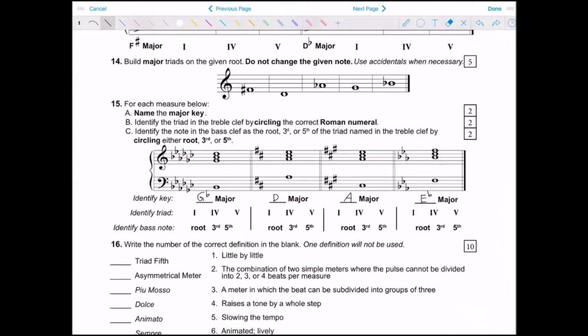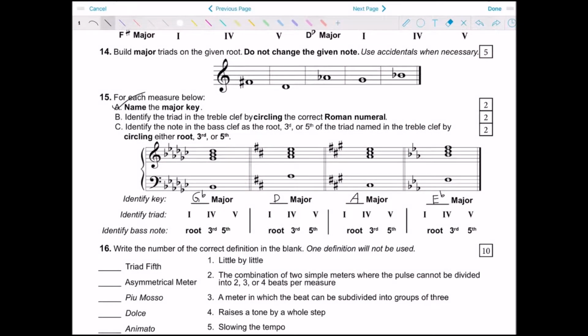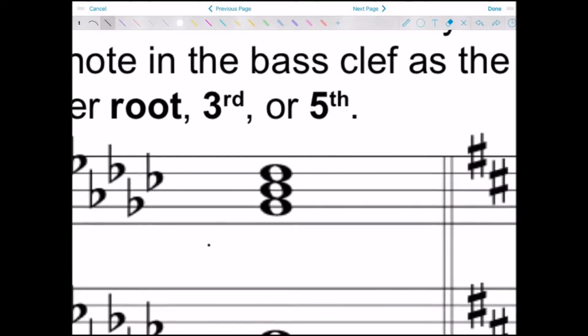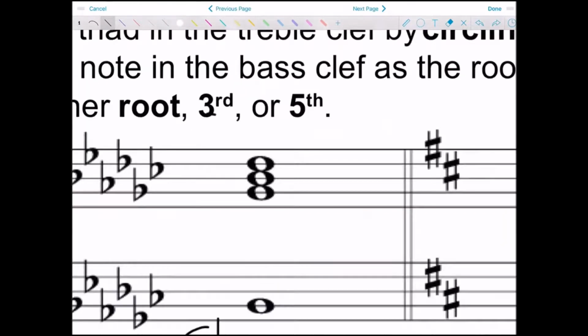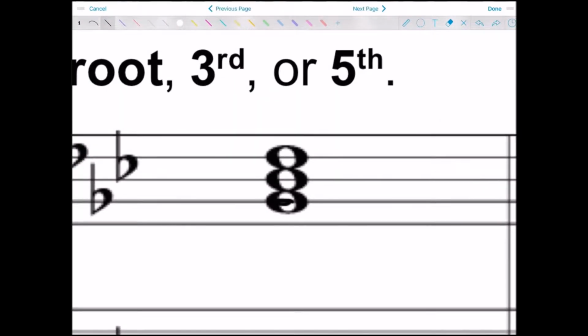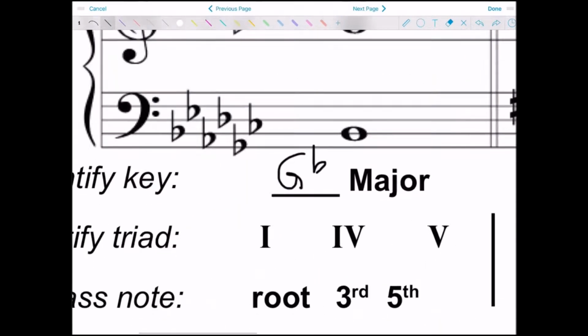Okay, so now that we have A done, it says, identify the triad in the treble clef by circling the correct Roman numeral. Is this one right here the 1 chord, the 4 chord, or the 5 chord? Well, I'm in the key of G flat major, so the bottom note should be a G if it's the 1 chord. Is that a G? Yes, it is. This bottom note right here, that is a G. So this is the 1 chord.